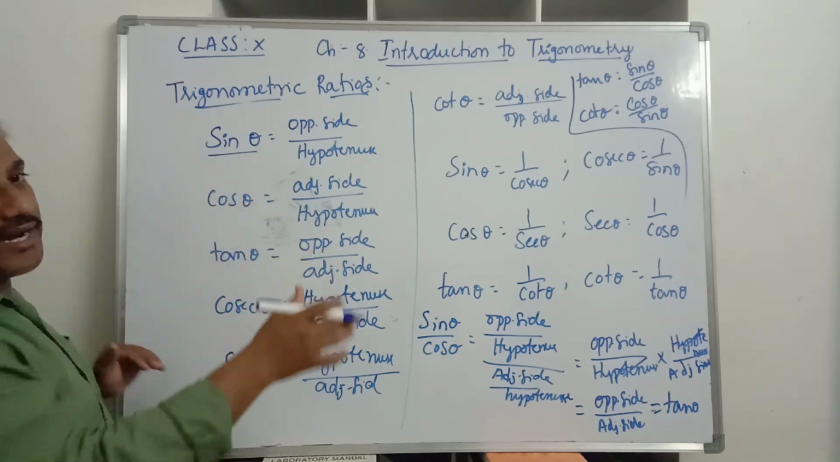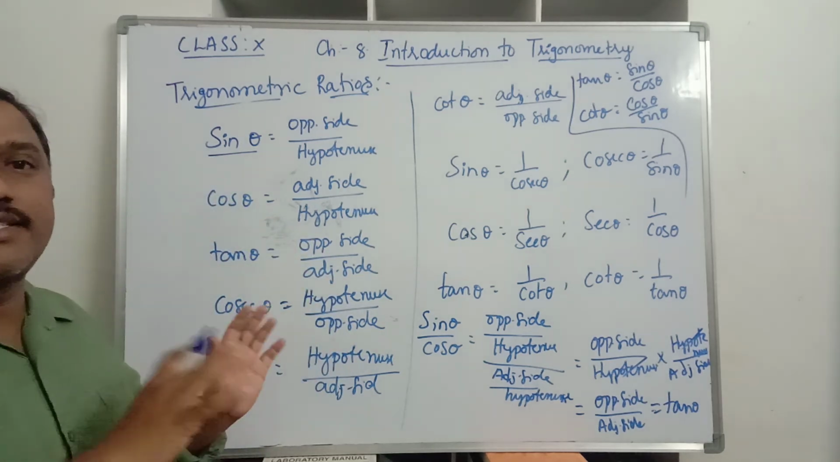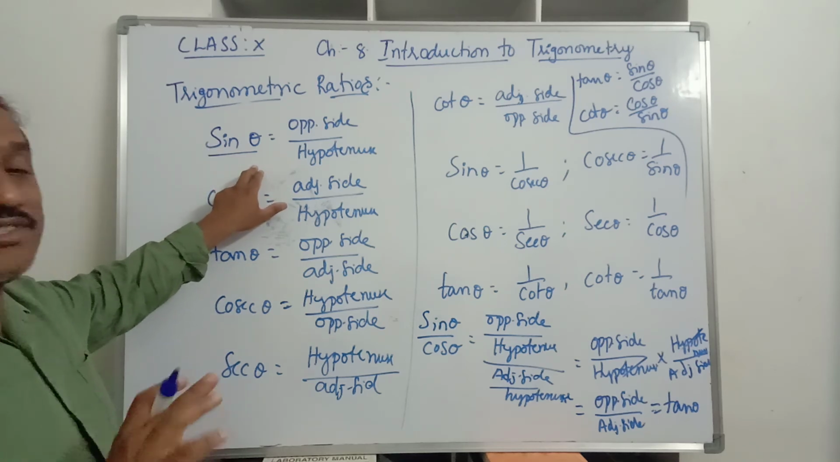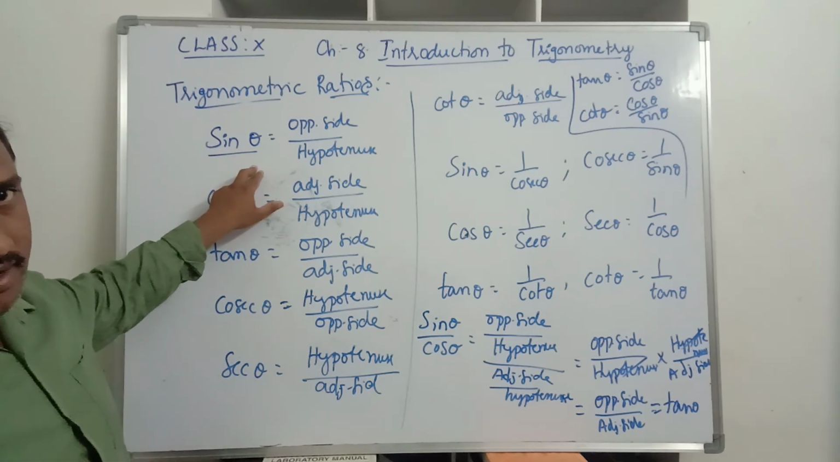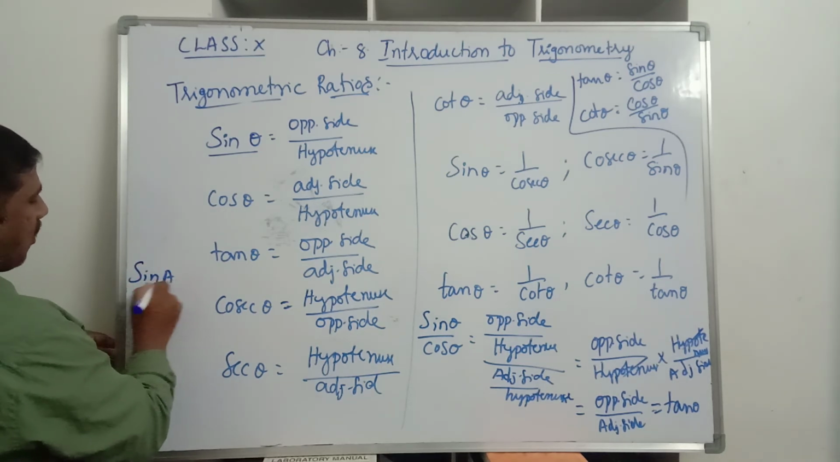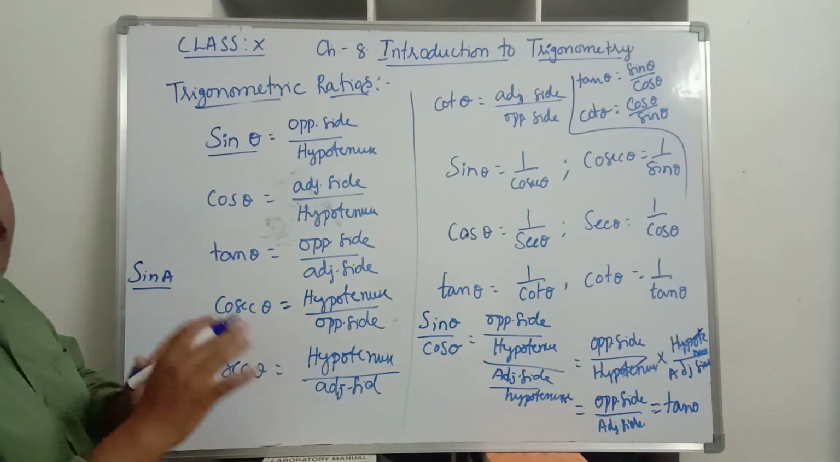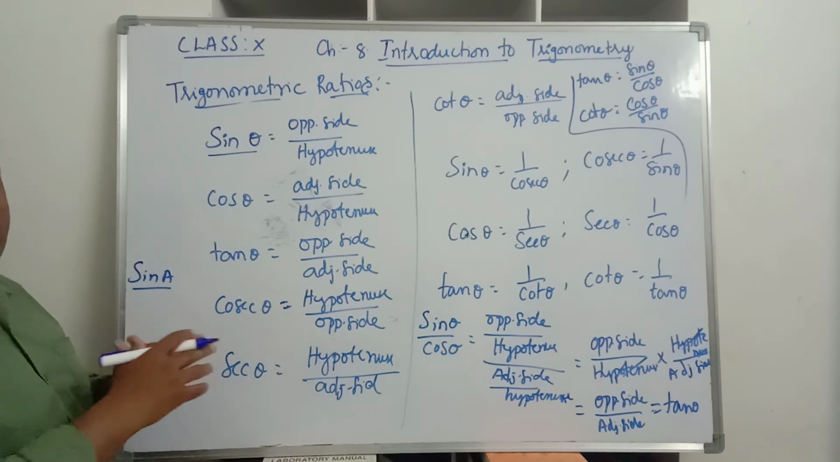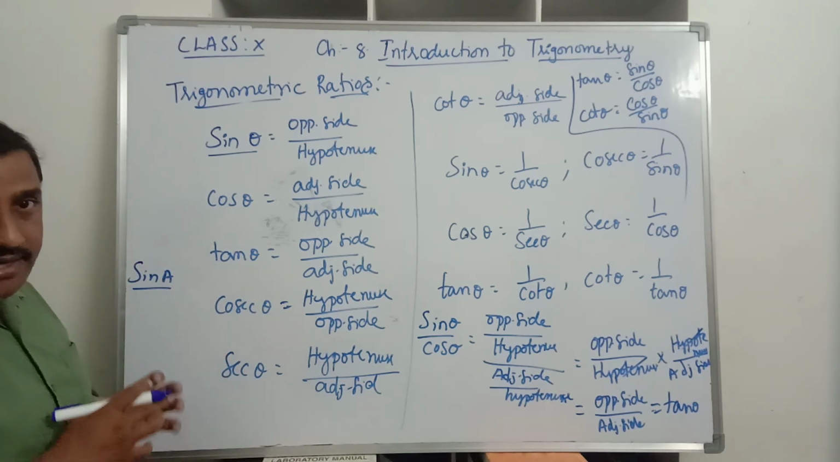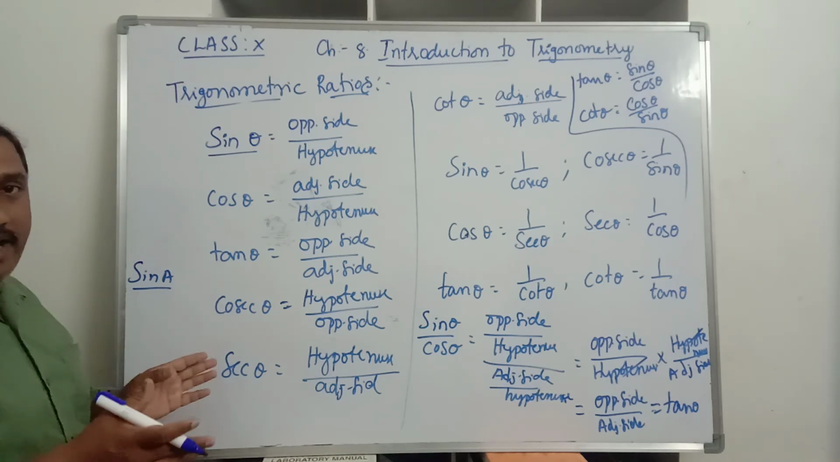It is not the product of sin and theta. It is the abbreviated form of sin of angle theta. For example, if I write sin A here, sin A is not the product of sin and A. It is sin of angle A, abbreviated as sin A.